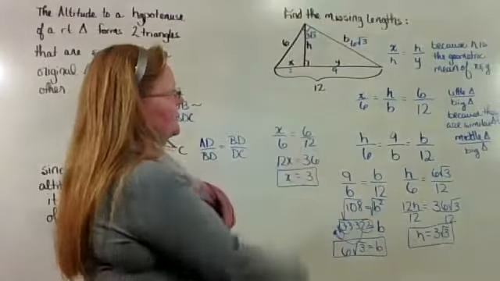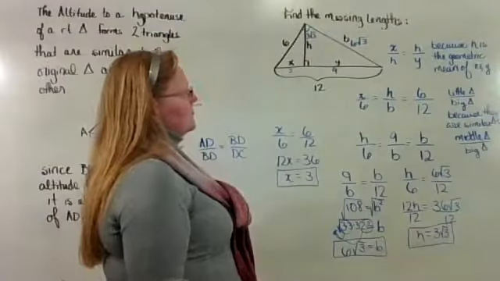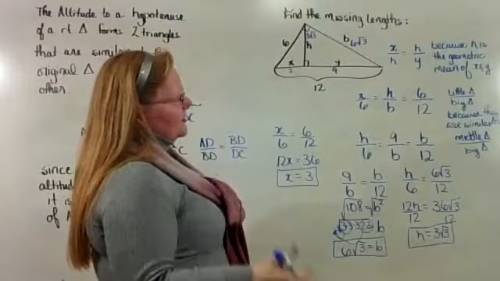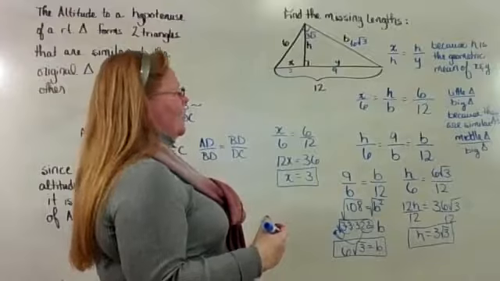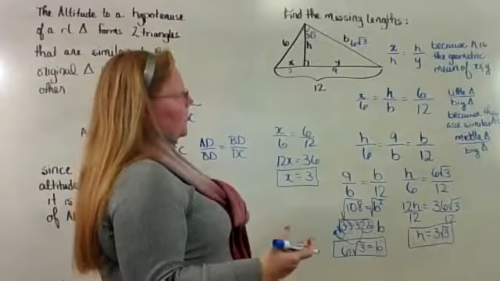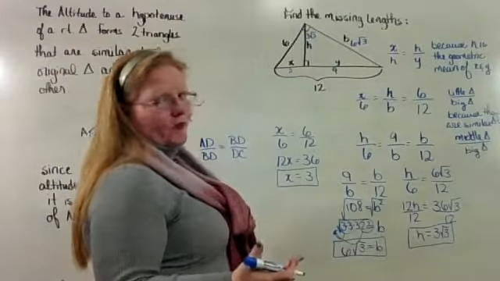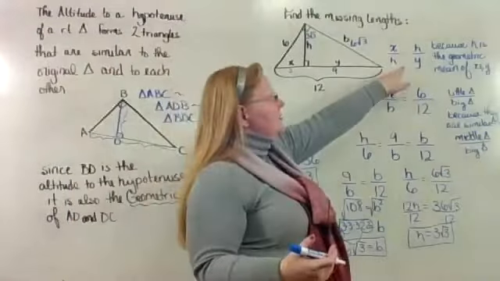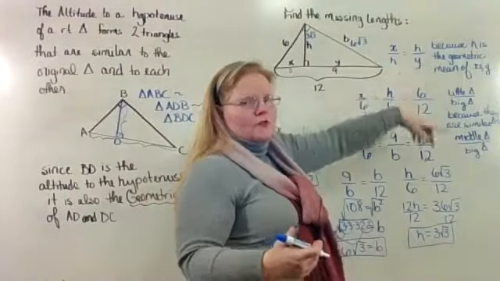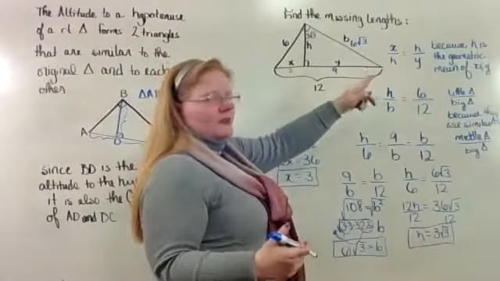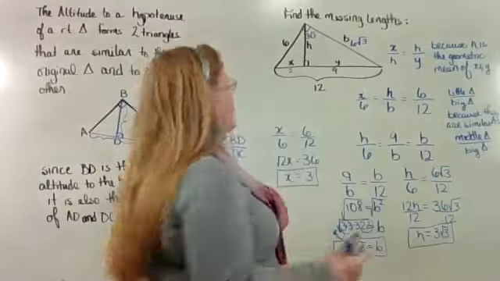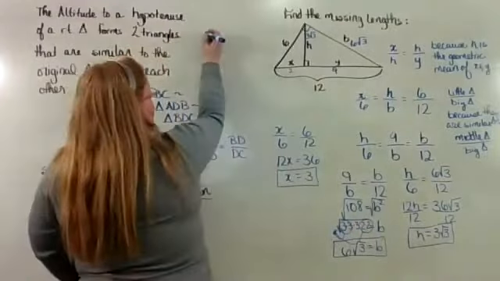Now I did all that with similar triangles. But if I had gone a different direction and I had found B a different way, or I had found H or X or Y a different way, I would have been able to use this. So I'm going to use this one to check my work. I mean, it has to be true because they said it was going to be true. So I'm going to come over here and check my work.